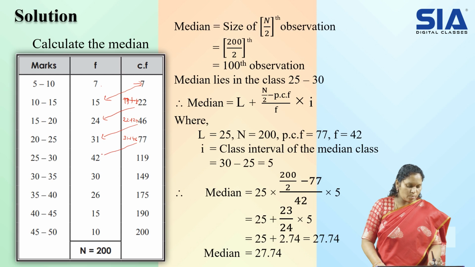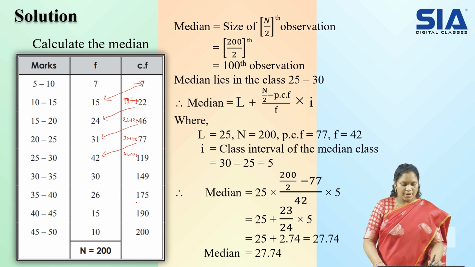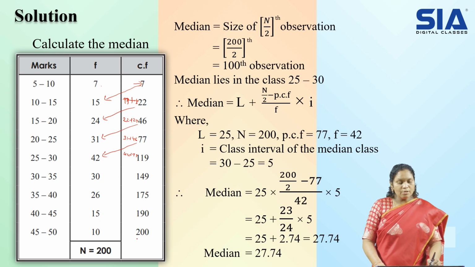Let us check one more. 77 you have obtained here. That 77 add to the 42. So 42 plus 77 you do, you'll get 119. Similarly 119 plus 30 you'll get 149. Then 149 plus 26 you'll get 175. Then that value added to the 15, it becomes 190. Then 190 plus 10 goes to 200.